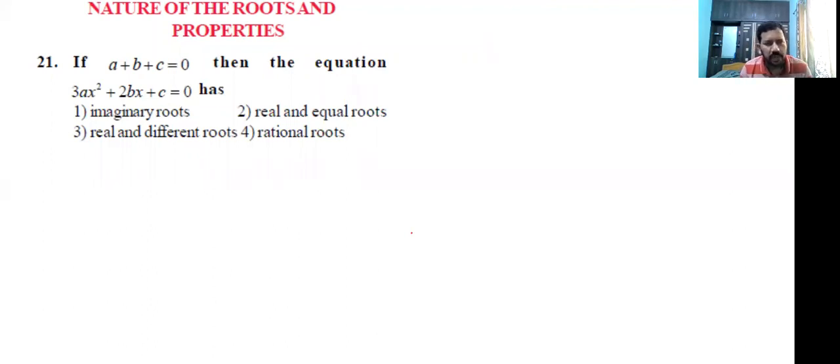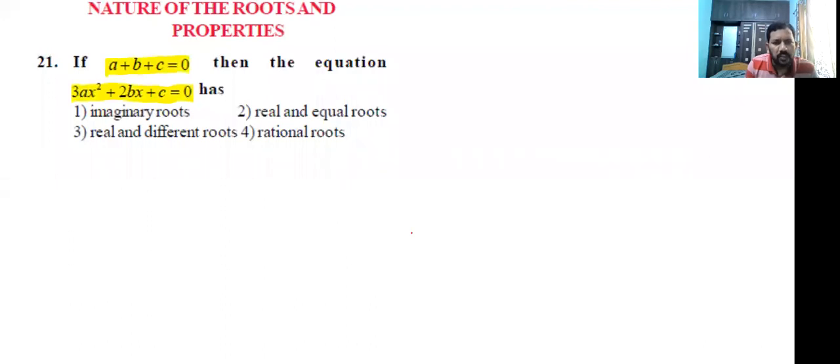In the previous class we completed up to 20 problems in level 2. Now this is the 21st question: nature of the roots and properties related problems. Read the question. a plus b plus c is equal to 0. Then the equation 3ax square plus 2bx plus c is equal to 0 has.